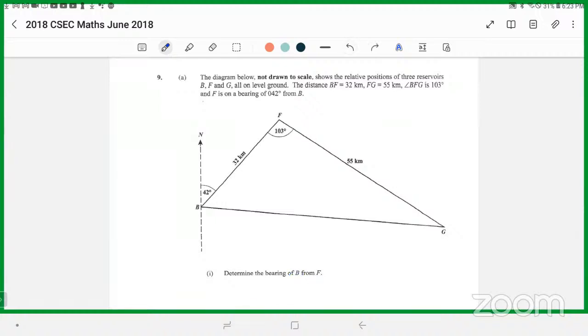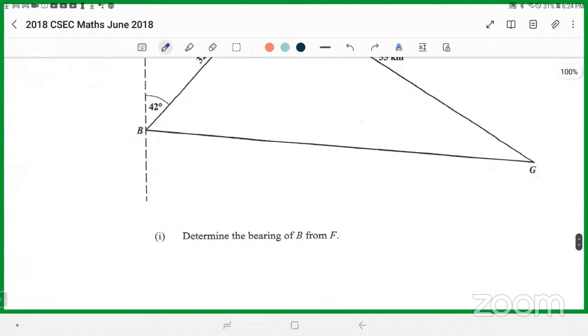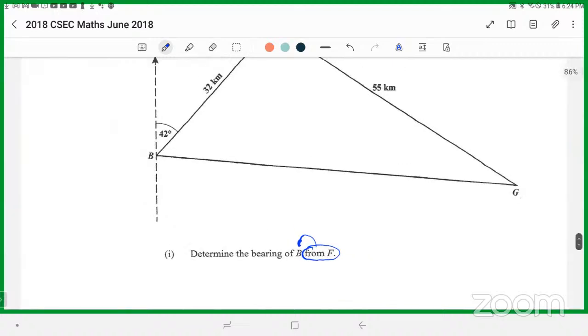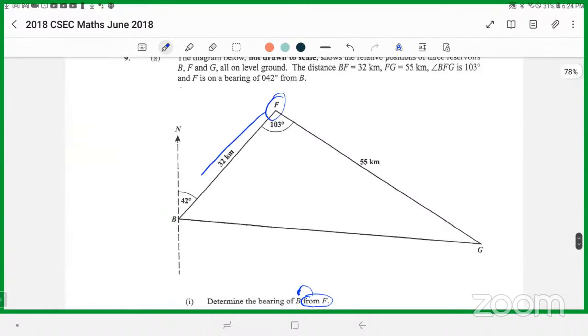Let's look at it carefully, everything important. P from F to B, from F to B. All right, so what angle is that? From here down to there. Okay, let's look at it now.